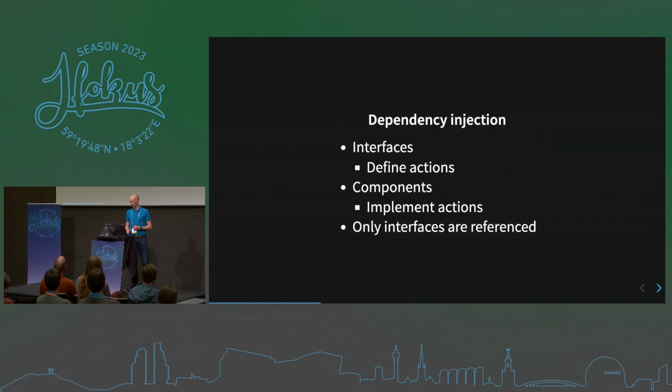So in Java, dependency injection is used through interfaces. You define interfaces that have actions. Either you can get information or you can update information. These are actions that are possible to do on this interface. And then you have components which implement these interfaces or these actions. And when you reference this, you only reference the interfaces. This way, there are no hard dependencies on the components that do the actual implementation.